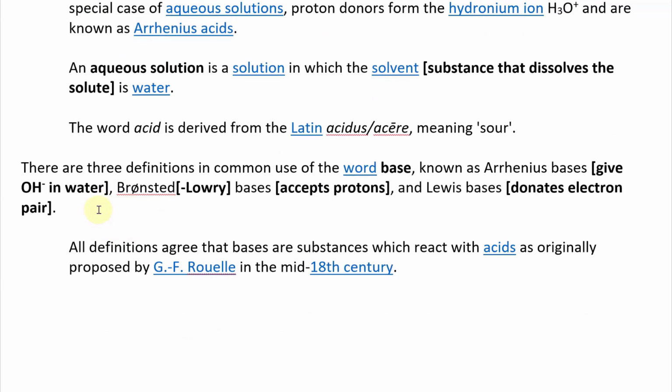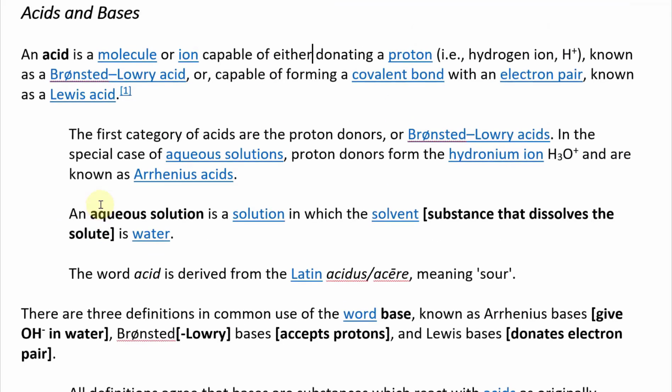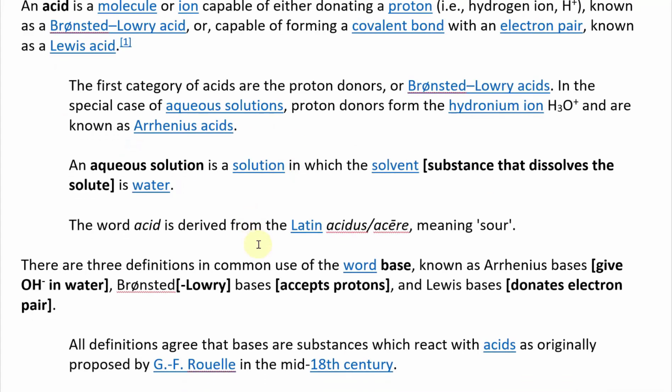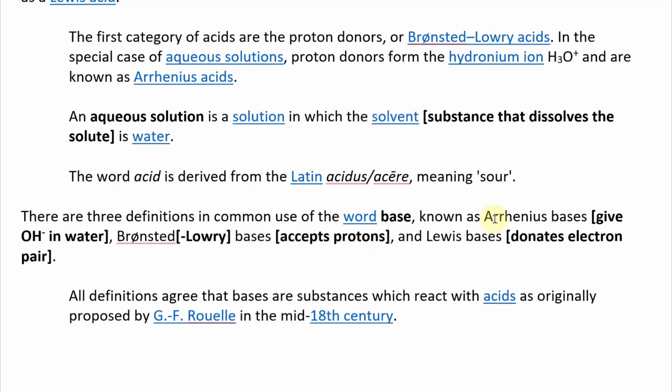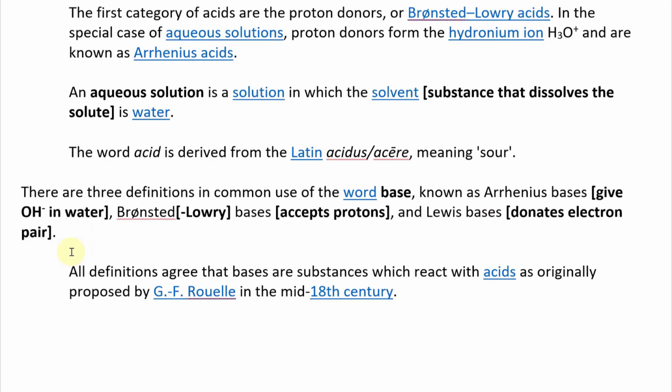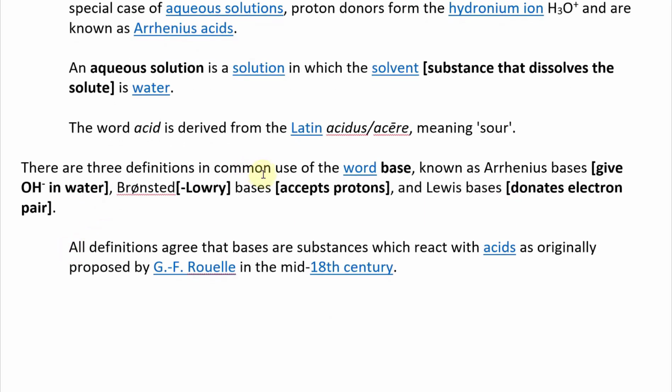Going further, there are three definitions in common use of the word base. Arrhenius bases give OH- in water, Bronsted-Lowry bases accept protons, and Lewis bases donate electron pairs. Notice this is the reverse of the acid. The acid is donating a proton, while the base is accepting a proton, and the other one is forming an electron pair, while this one is donating an electron pair. These bases want to become more positive.